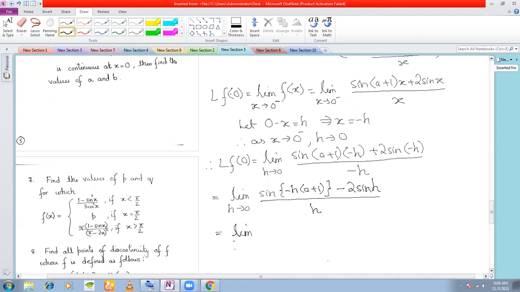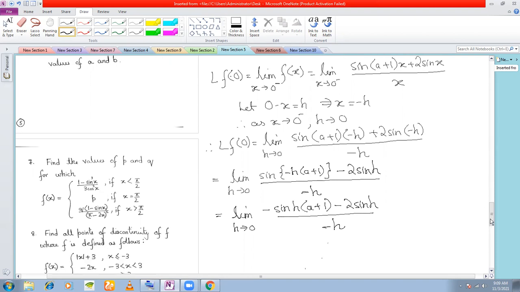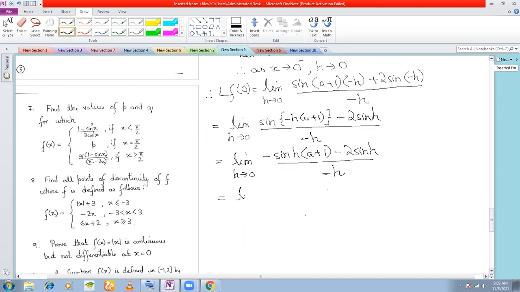This is limit h tends to 0, minus sine h into (a plus 1) minus 2 sine h divided by minus h, in fact. So now if you take minus common from the numerator, the minus sign in the numerator and denominator are going to cancel. You simply get sine h times (a plus 1) plus 2 sine h divided by h.